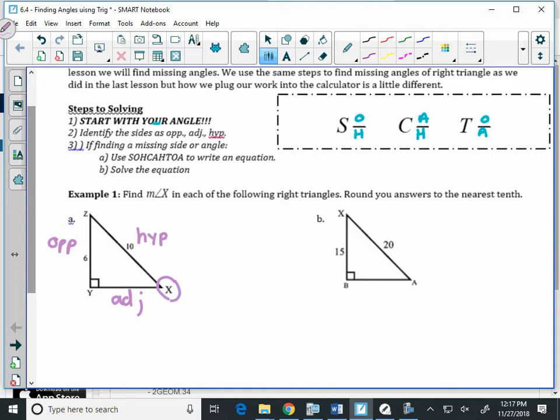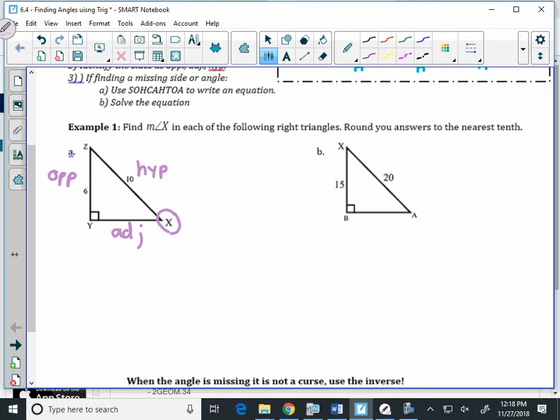Based off what we labeled, which two sides have pieces of information? Yeah, the opposite has a number, the hypotenuse has a number, so we have the opposite and the hypotenuse. If we have those two sides, are we going to use sine, cosine, or tangent? Sine. Yeah, sine is opposite over hypotenuse.